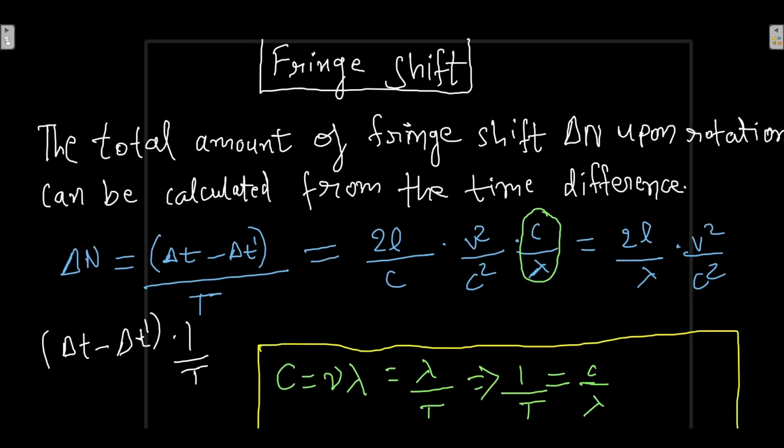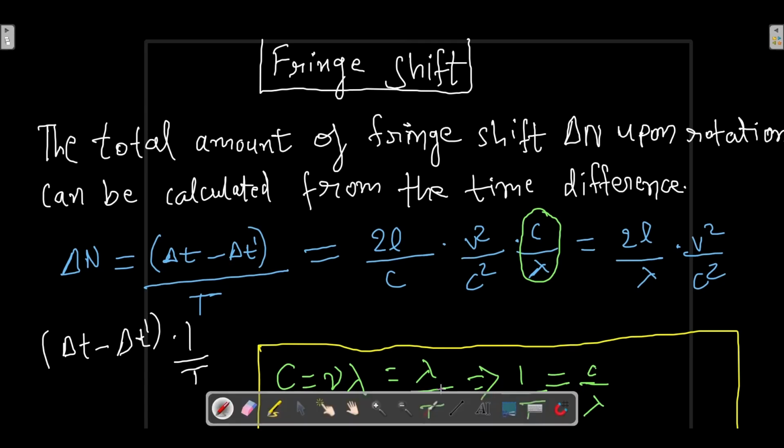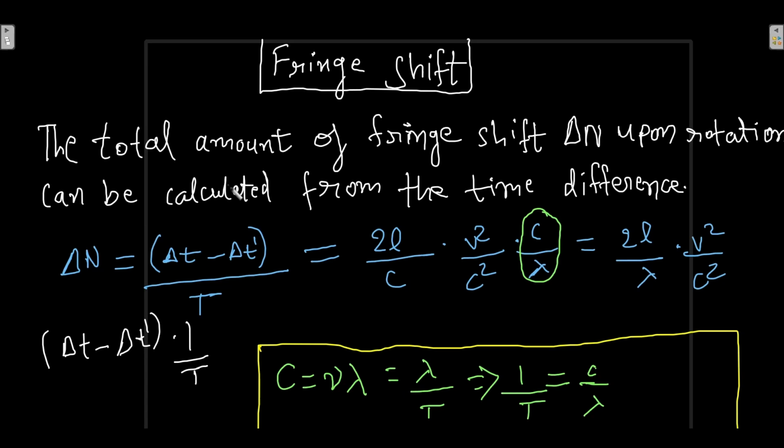Okay. So just write it like that, 12 by c into v square by c square. Now this c will cancel with this c. There will be cancellation and all those things. And lambda can be written over here, and this c will cancel out. So 12 by lambda multiplied by v square by c square.